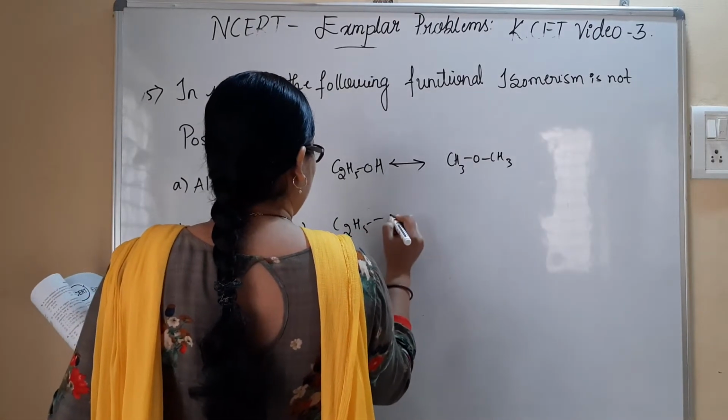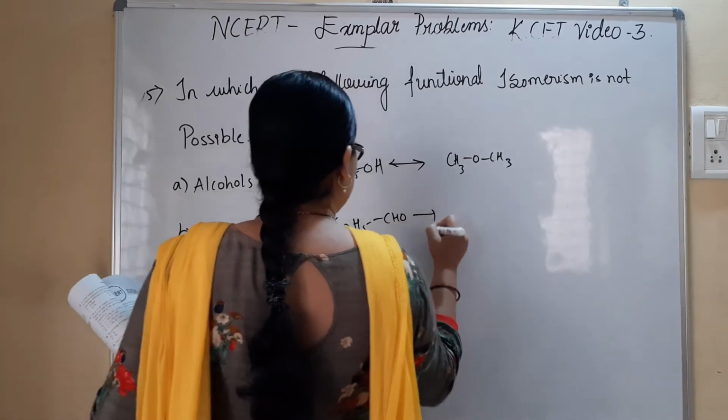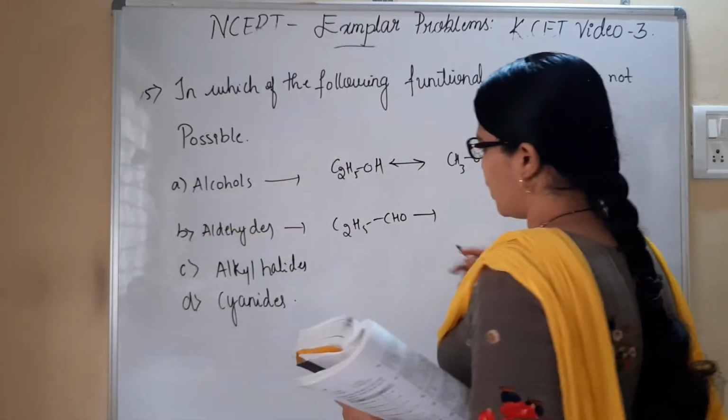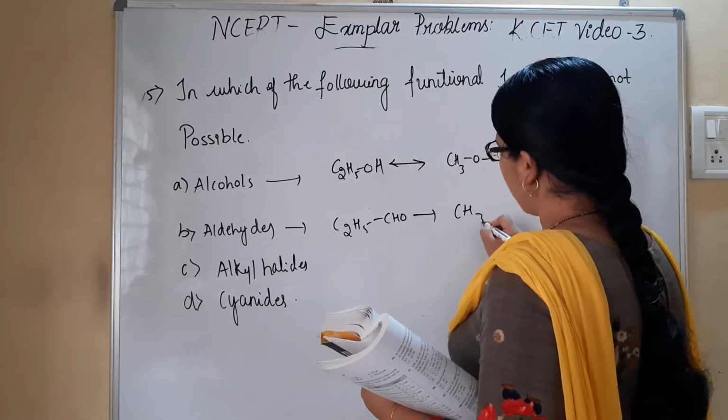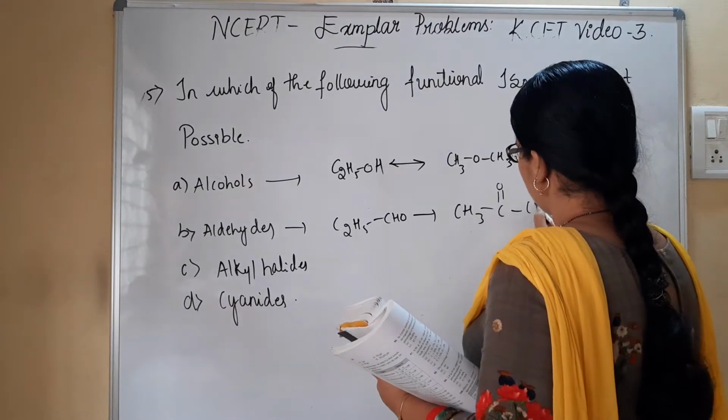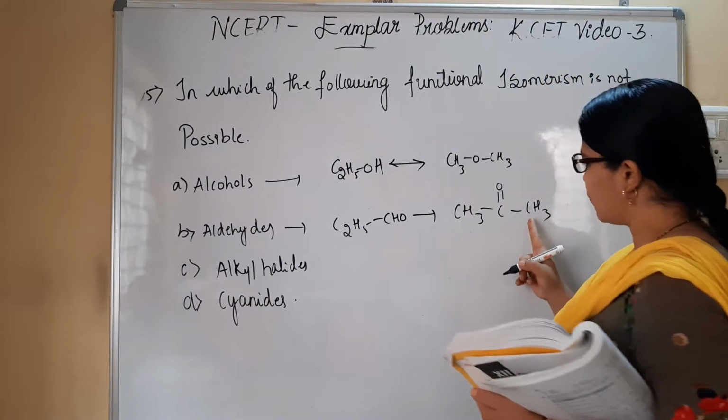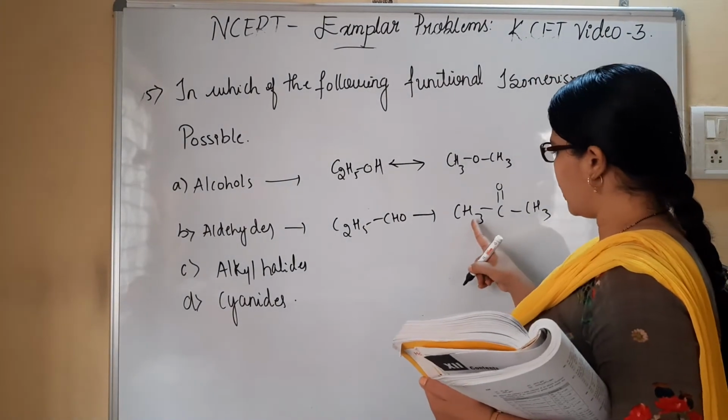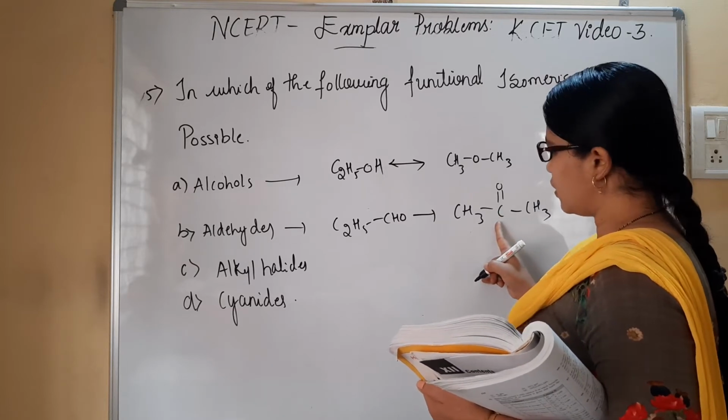Moving to the next one, we have C2H5CHO. Similarly, I have an aldehyde here. Similarly, I would consider CH3 C double bond O CH3. A ketone is also possible. C2H, how many? 6, right?